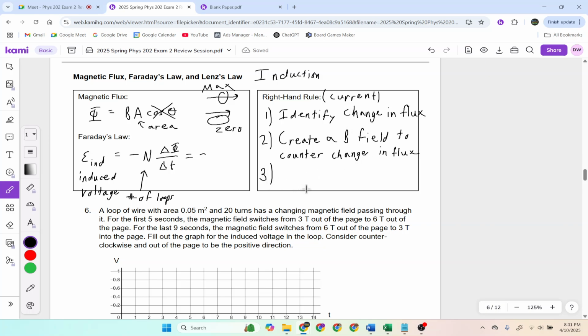The right-hand rule finds the direction of this current. So your thumb is going to point in the direction of the created B field from step 2. Thumb is the created B field. So basically, if you get step 2 wrong, you're going to get step 3 wrong. So don't make that mistake. And then this is the curl finger one. You're going to curl your fingers, and that is the direction of the induced current. And therefore also the induced voltage, but voltage doesn't really have direction. So induced current.